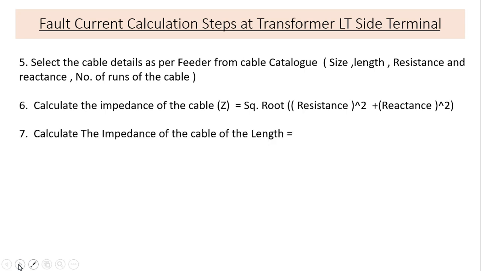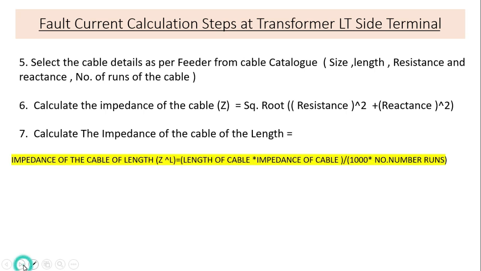Then seventh, calculate the impedance of the cable as per the length. This is the formula for the calculation of the impedance of the cable as per the length. We take the length of the cable, then the impedance of the cable, which we have already calculated in step 6. We keep that value, then divide by 1000 into the number of runs.